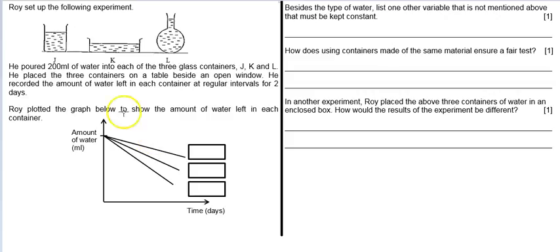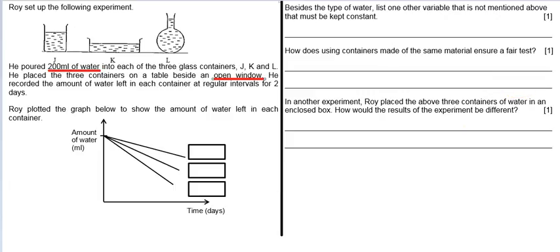Beside an open window, that means the amount of wind all three containers receive is the same, so that's a constant. And the amount of temperature each container is subjected to or receives is still the same. That means that is also a constant. So here we have one constant here, and then open window, that means everything else is constant. And then he recorded the amount of water left. Okay, so when you talk about the amount of water left, that means some of the water has evaporated.